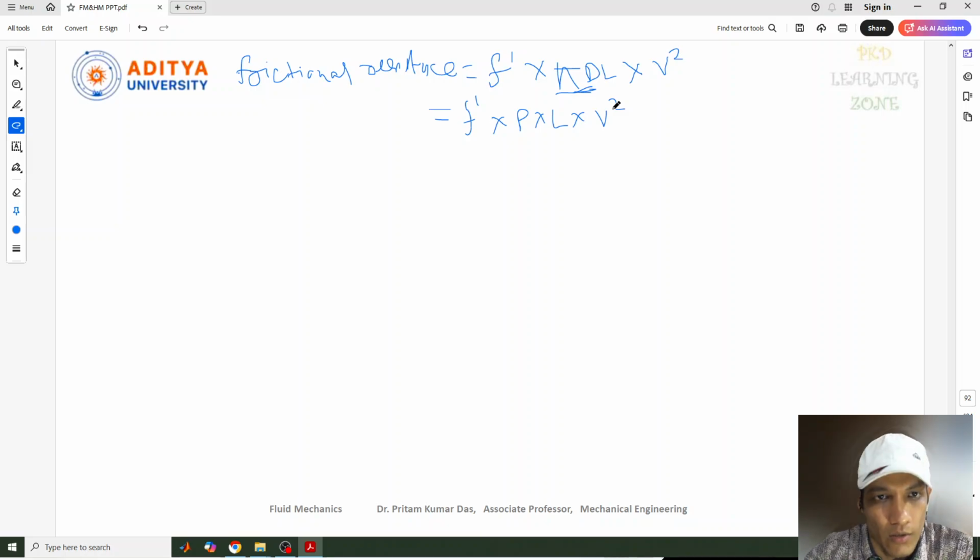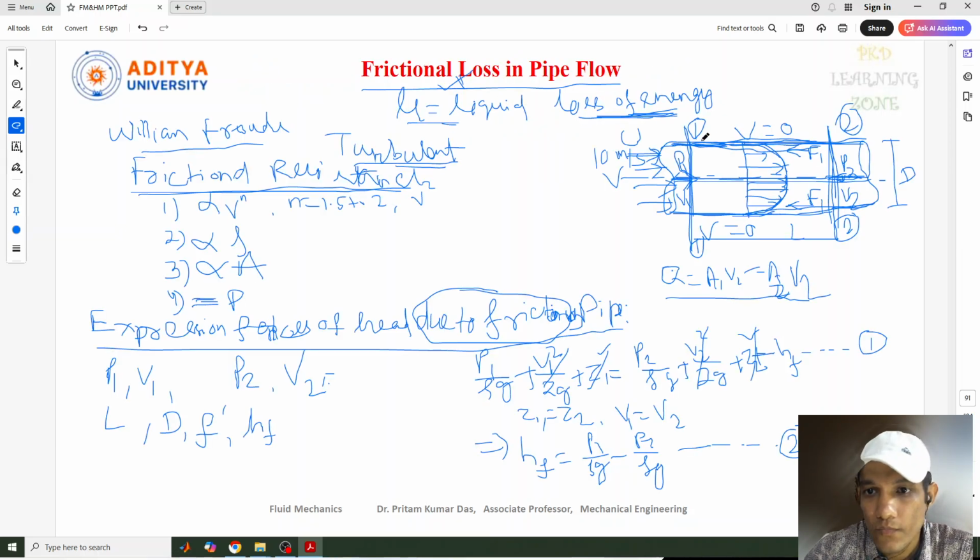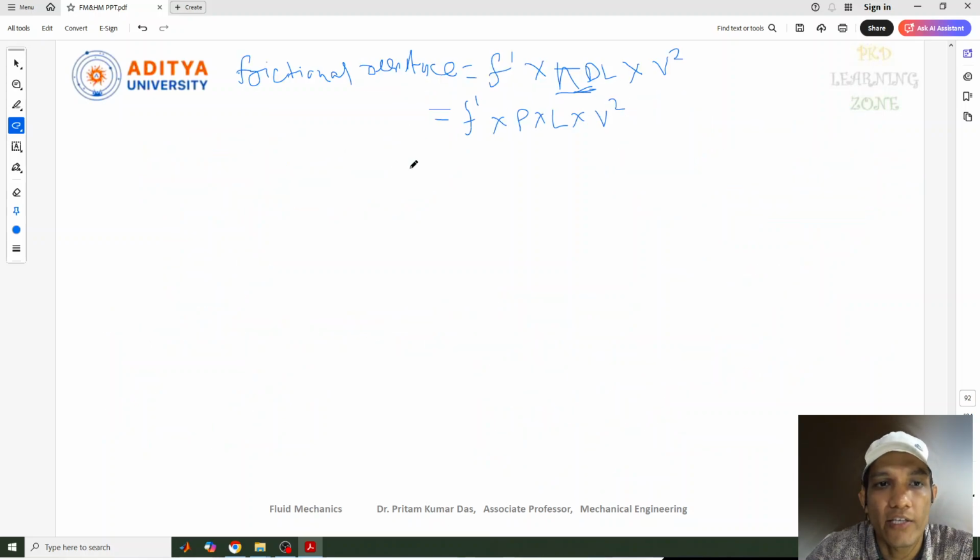Now let's find out what forces are acting between section 1 and section 2. So this is about the frictional resistance that we got. Now let's find out what forces are acting between section 1 and section 2.